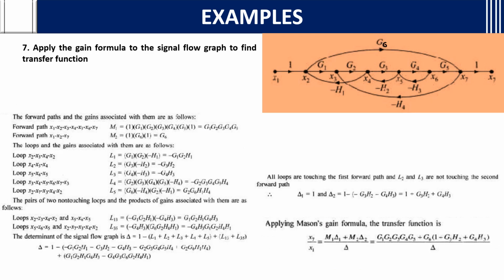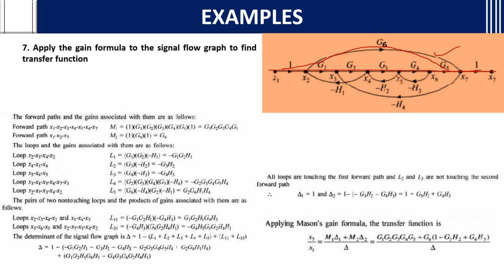Next question. Same way they have given the signal flow graph. First, we will find the forward paths. What are the forward paths? One signal straight line is one forward path. One more forward path is G6. So, are there any loops which are not touching to the forward paths? Yes, see, there are some loops which are not touching to G6. What are those? We will see at the end.